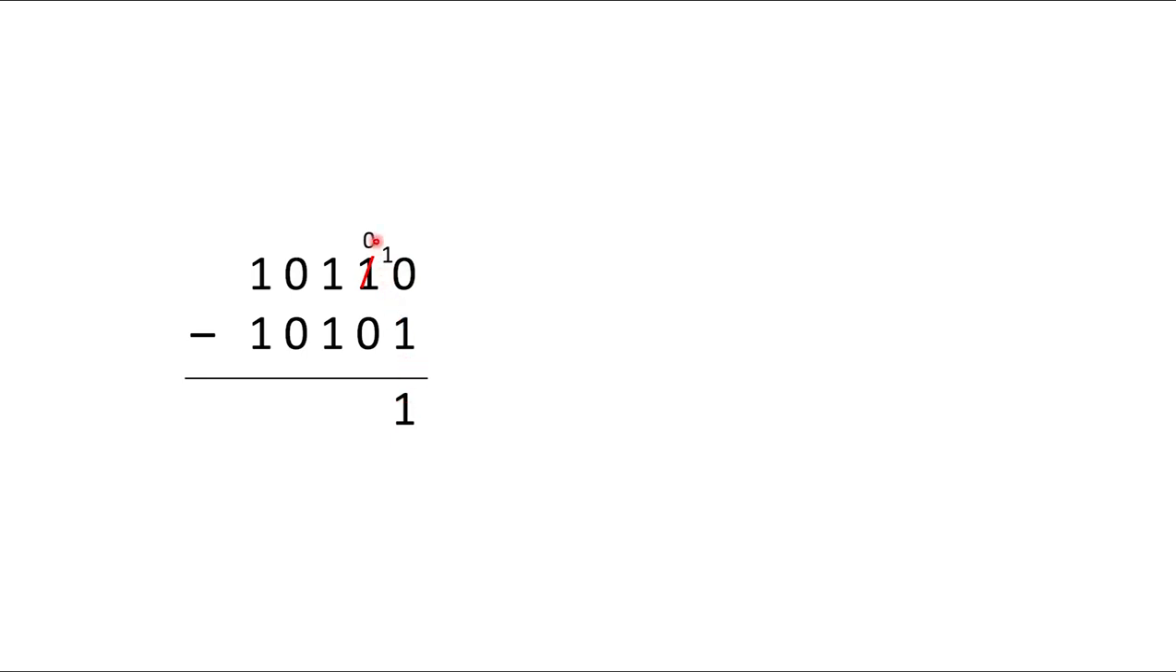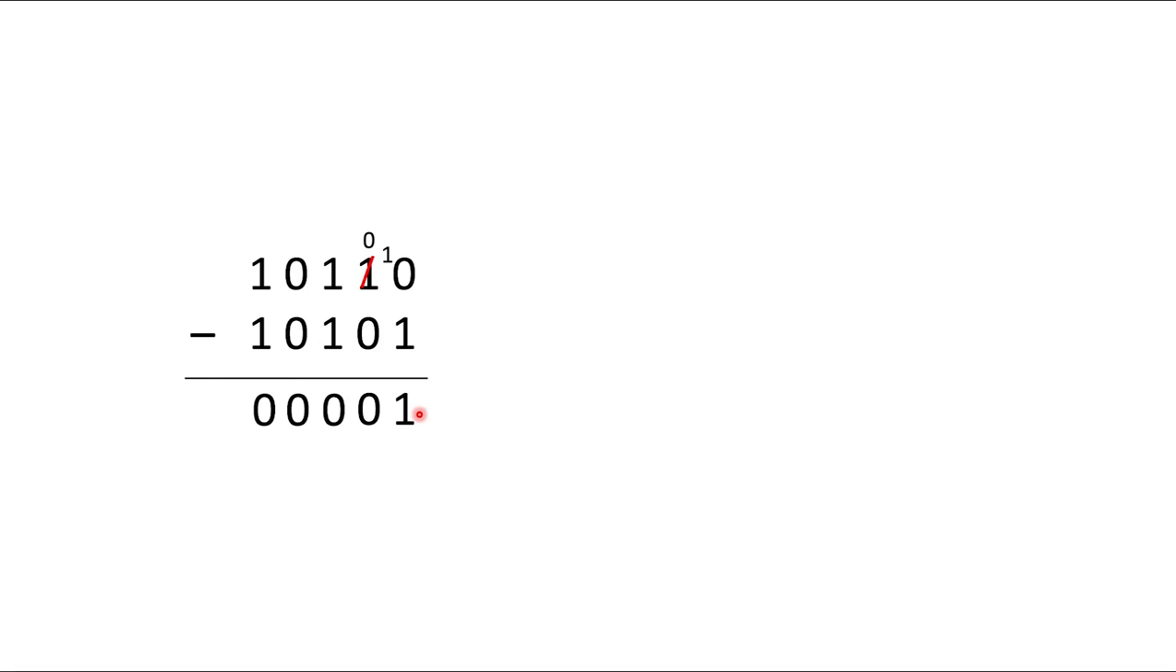In the next step, we subtract 0 from 0 and we get 0. 1 from 1 gives us 0. 0 and 0 gives us 0, and 1 minus 1 gives us 0. So, as we predicted, 22 minus 21 gives us 1. And this works in binary as well as base 2. In fact, this works in any base.